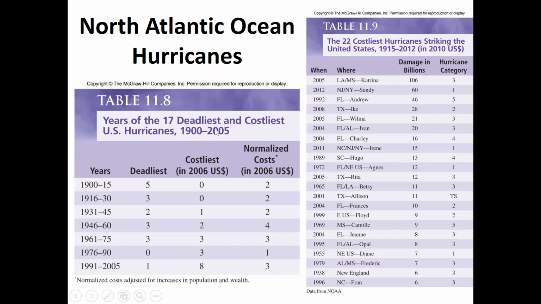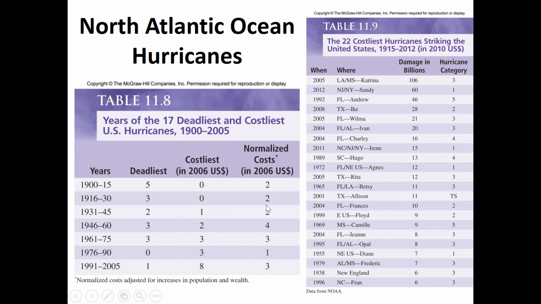So, the years of the 17 deadliest and costliest U.S. hurricanes between 1900 and 2005. In 1900 to 1915, there were 5 of the deadliest. And then you can see as time goes on, there are fewer and fewer of the deadliest. Here, this was Katrina, the most recent one. However, the most costly ones skew towards the recent, right? So they're becoming less lethal, but more costly.